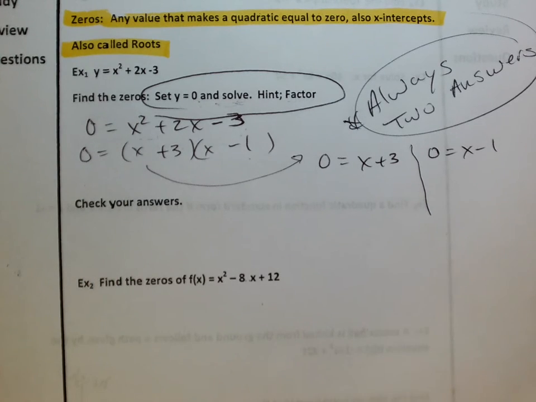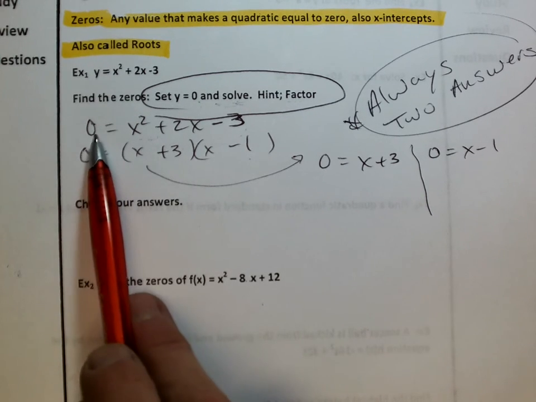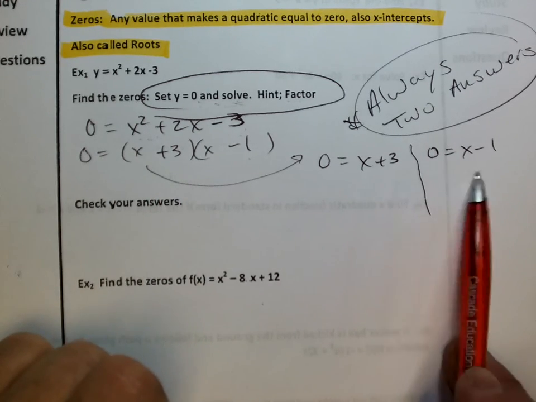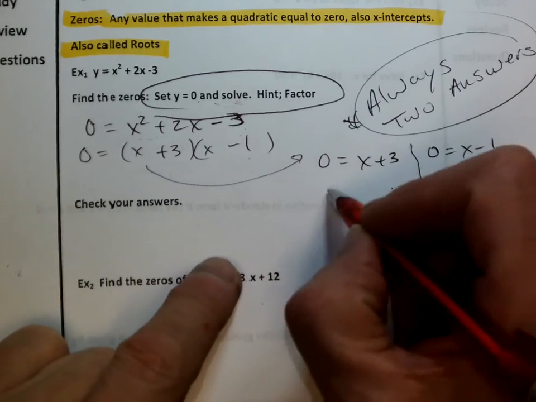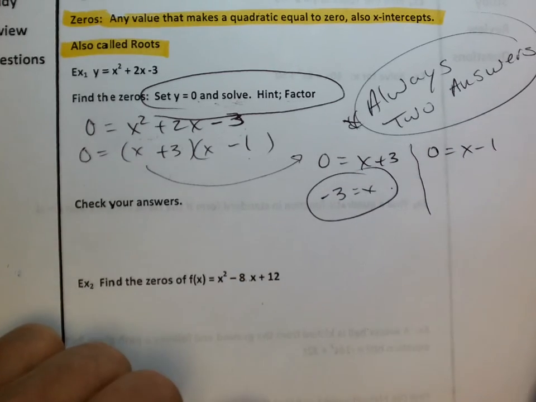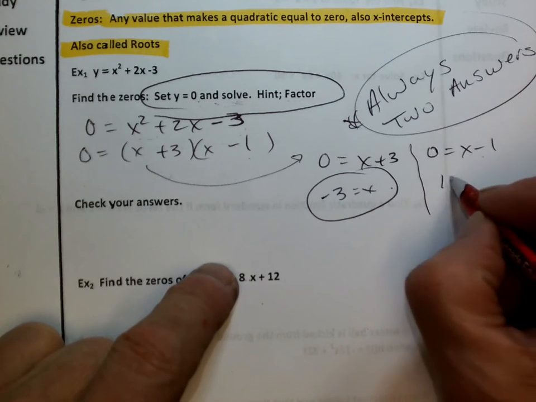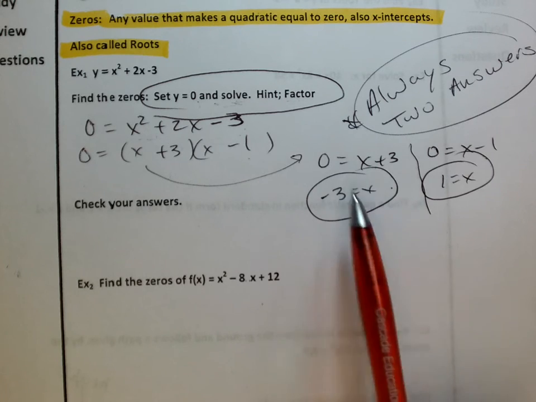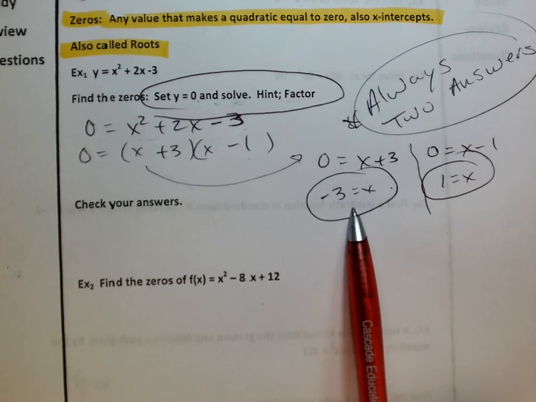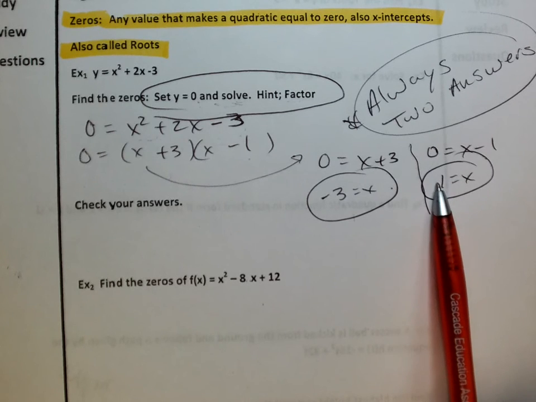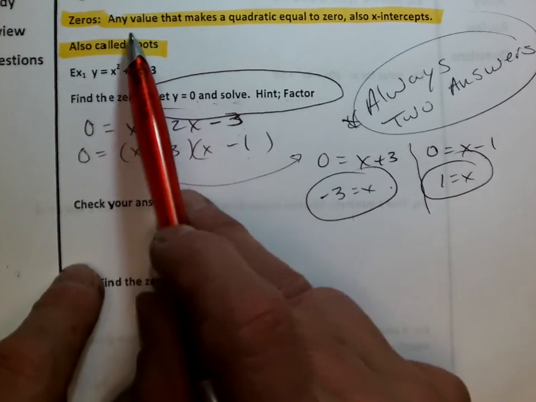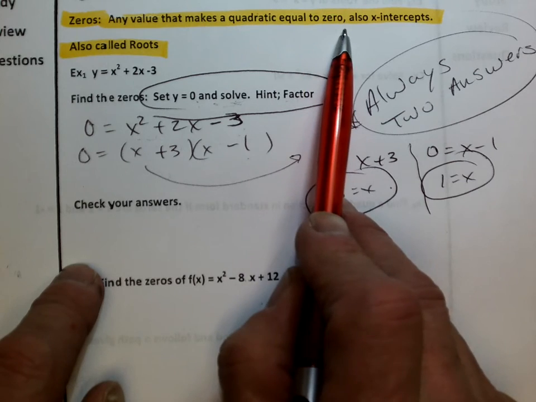Okay, so what did we do? We set y equal to 0. Boom. We factored. Boom. We set them equal to get our mini equations, and we solve. Minus 3, minus 3. My first 0 is negative 3. Plus 1, my second 0 is 1. Okay, those are my zeros. Okay, now, so I set my little equation. Minus 3, I got one answer. I went plus 1, I got my other answer. Okay, now these are zeros, right? So by the definition of zero, it should be anything that makes it 0. Okay, any value that makes the quadratic equal to 0 is going to be a zero.